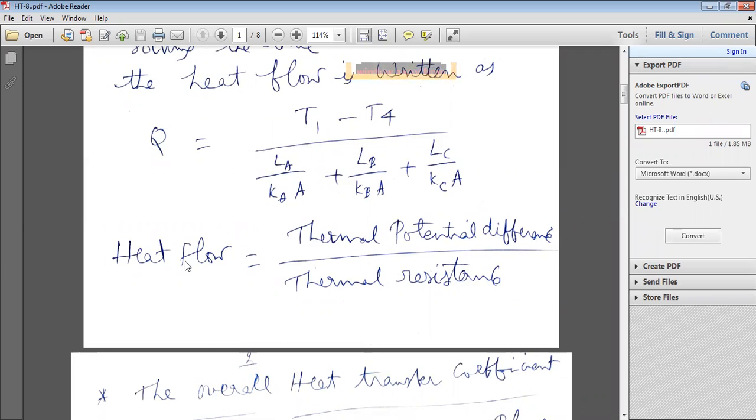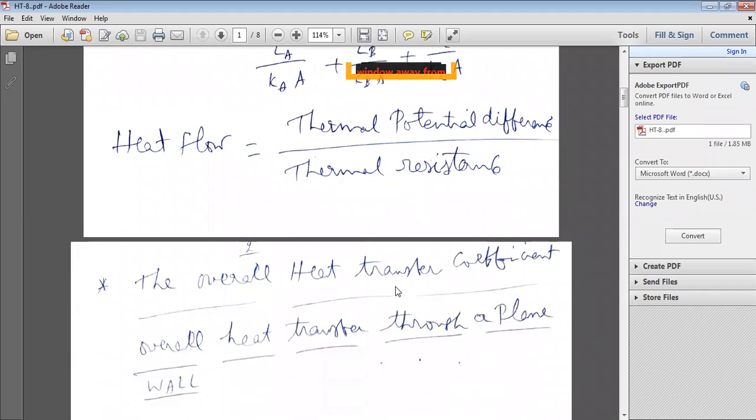In the electrical analogy, current flow is equal to the voltage potential difference divided by the electrical resistance. In the case of a heat transfer system, heat flow is equal to the thermal potential difference divided by the thermal resistance.